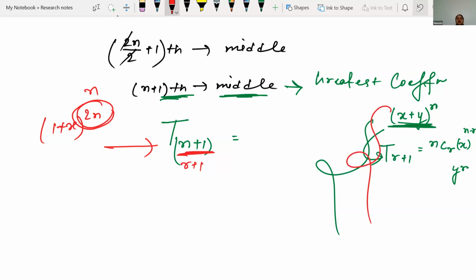It says the general term, that means the (r + 1)th term, will be nCr. So n is 2n, C r. r is only n, can I say? Yes, ma'am. Now the first term is 1 to the power 2n minus n, and the next term is x to the power only n. Is it clear?